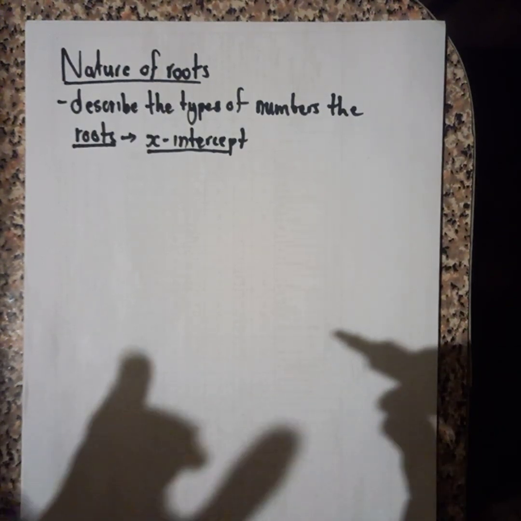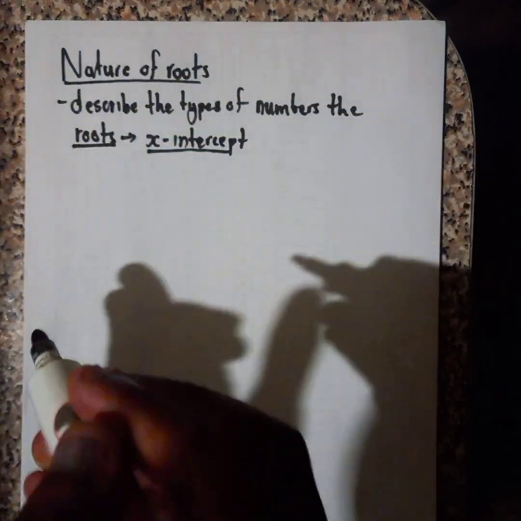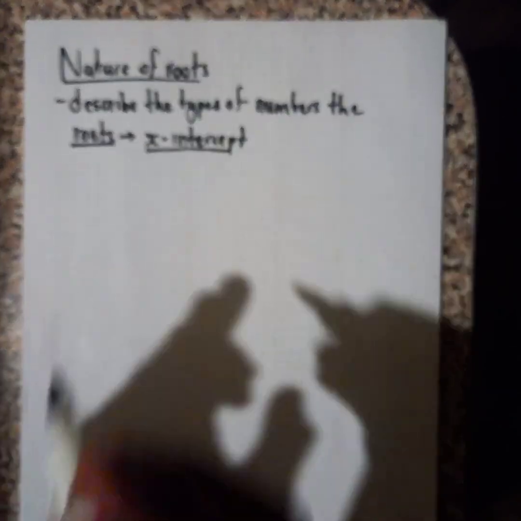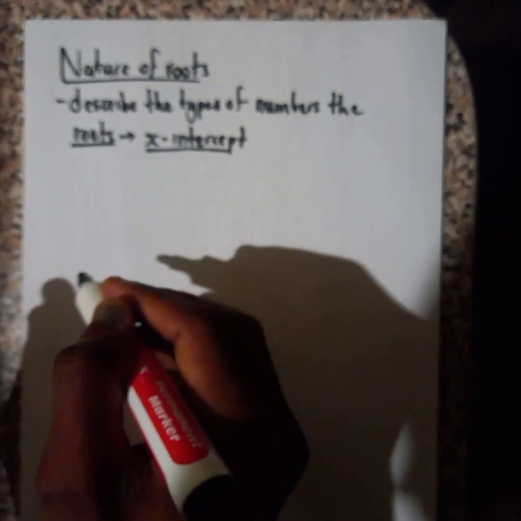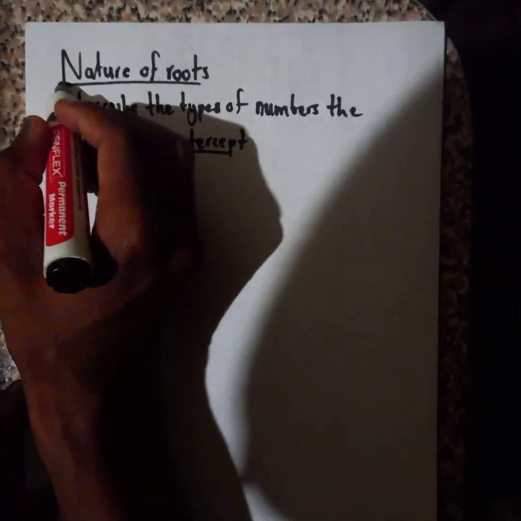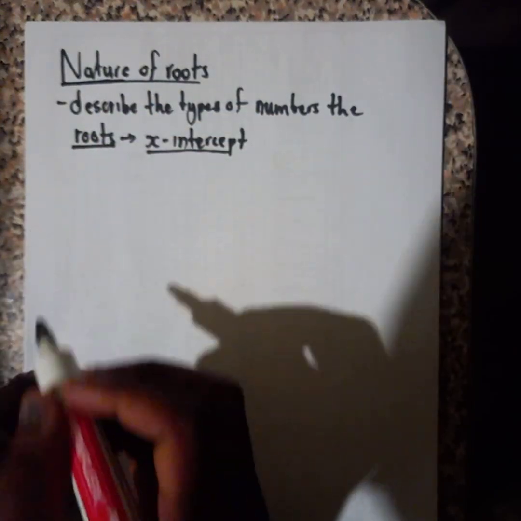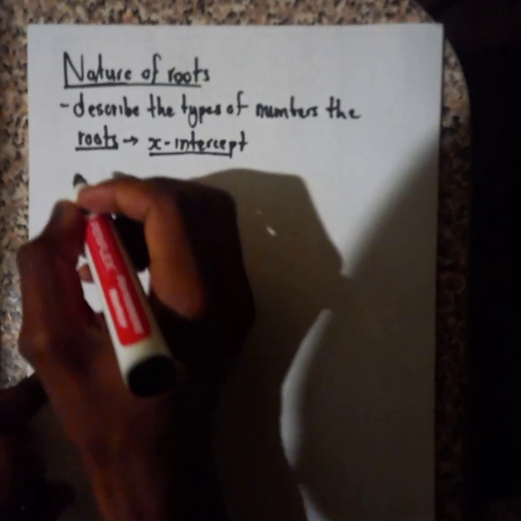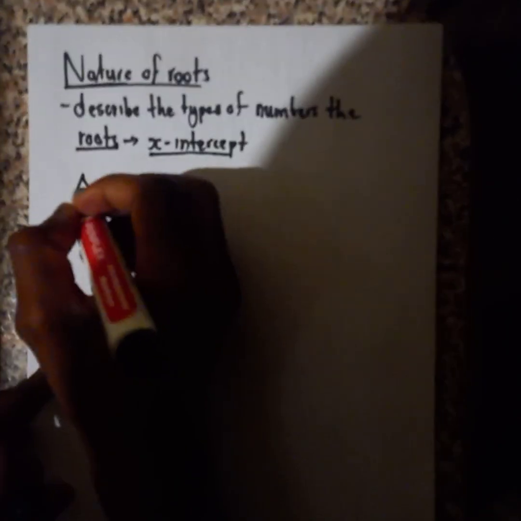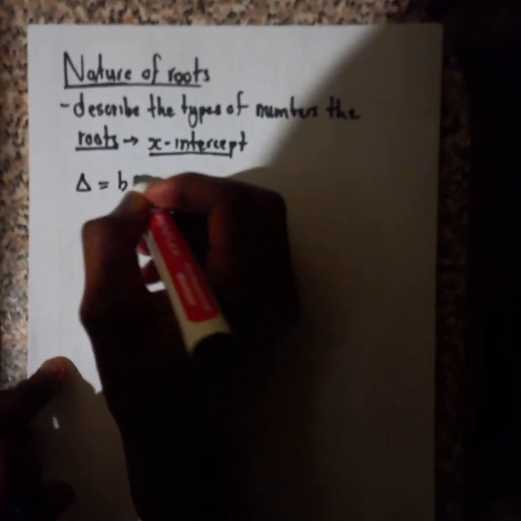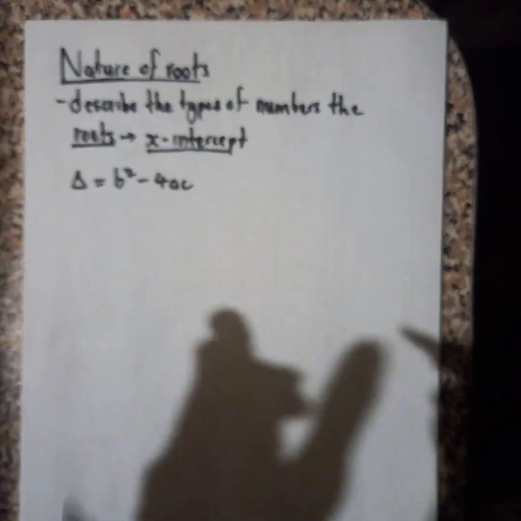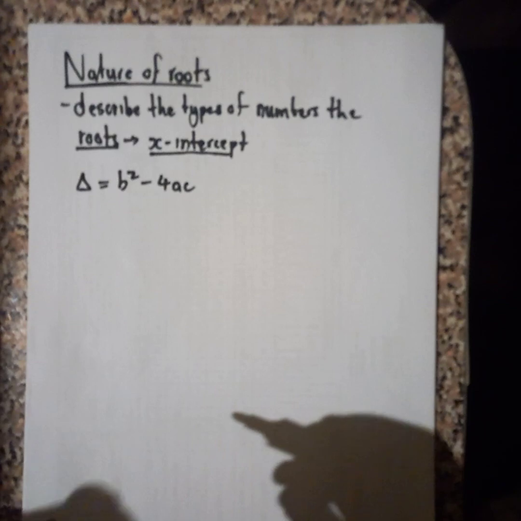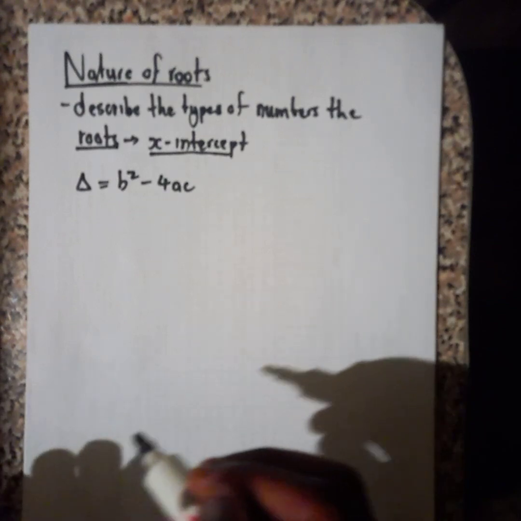Then for us to determine the nature of roots, we must first know how to use the discriminant. For us to determine the nature of roots, we are going to use what? The discriminant. The discriminant is as follows: delta is equal to b squared minus 4ac. This is the discriminant of any given quadratic formula.